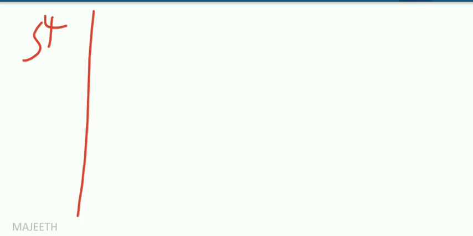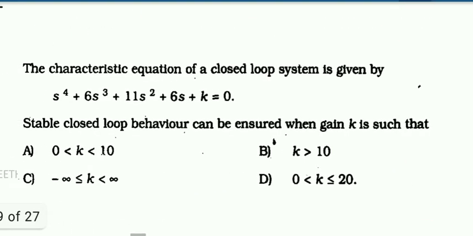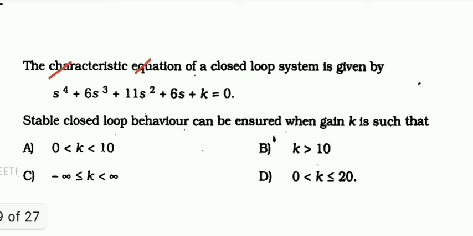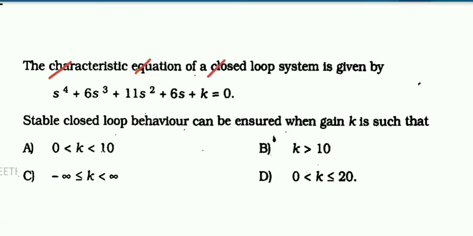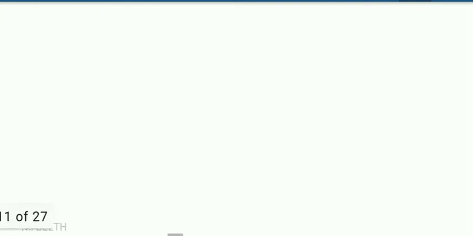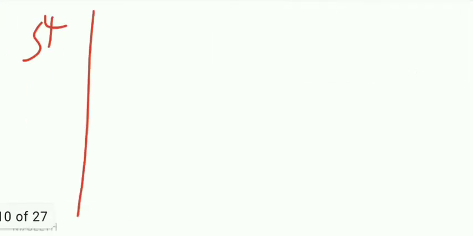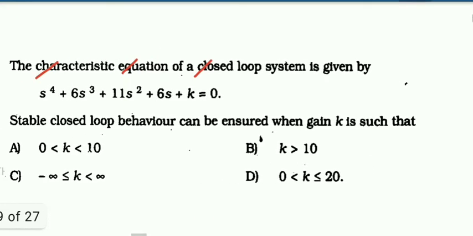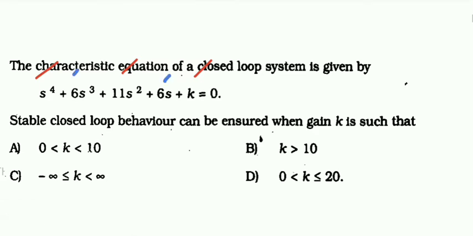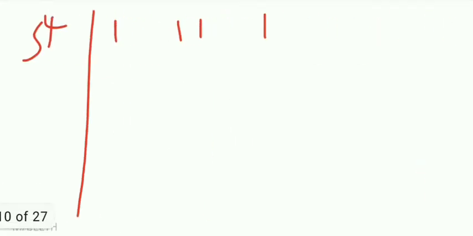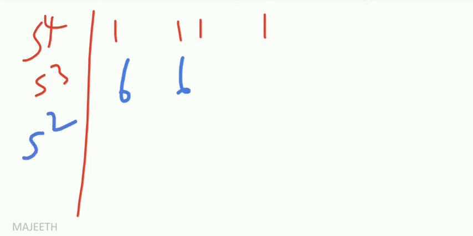So write the coefficients of the even powers. So s power 4 means first we have to take this one and this one, right? Even area. So it is 1, 11 and 1. What about next, s power 3? Here we are having 6 and 6. So s power 3, 6 and 6, right?